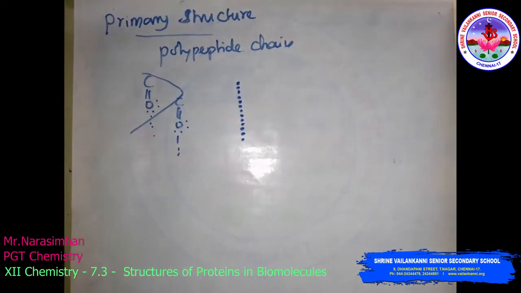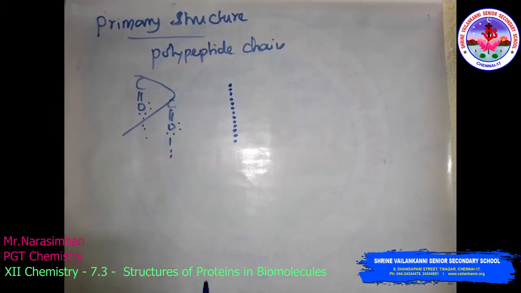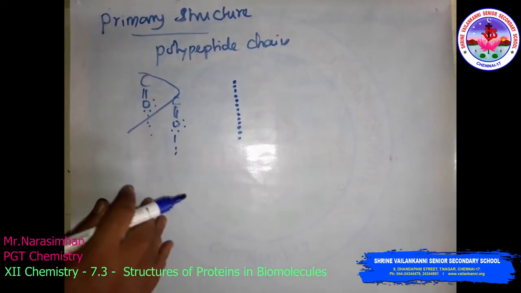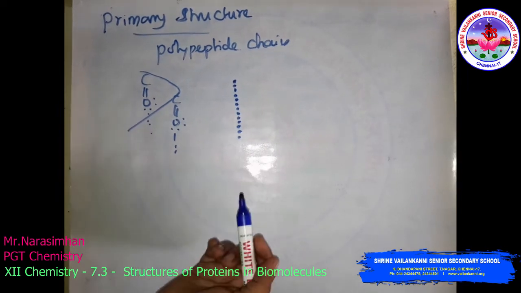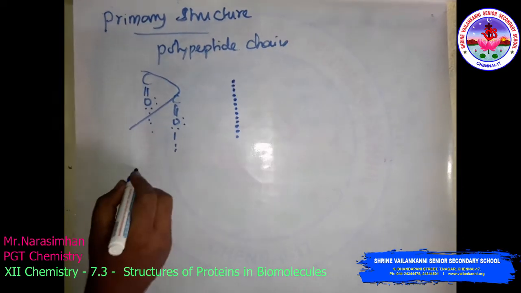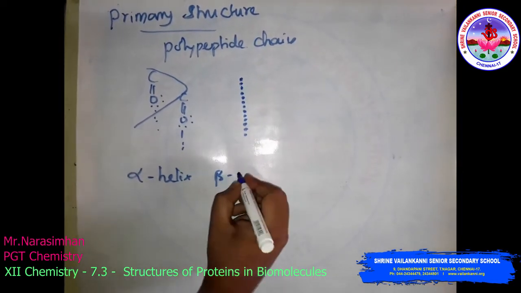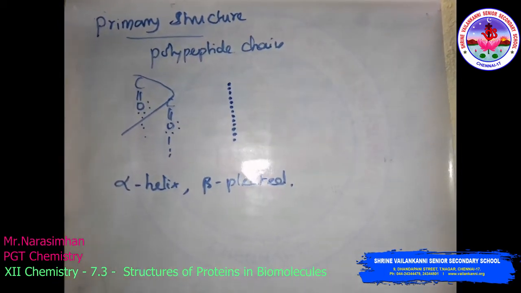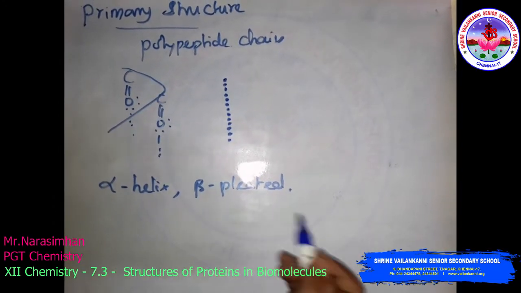So these are the primary structure of the protein. Then the secondary structure. The secondary structure of proteins refers to the shape in which a long polypeptide chain can exist. They exist in two different structures: alpha helix and beta pleated structure.